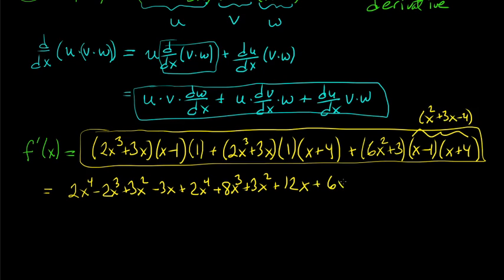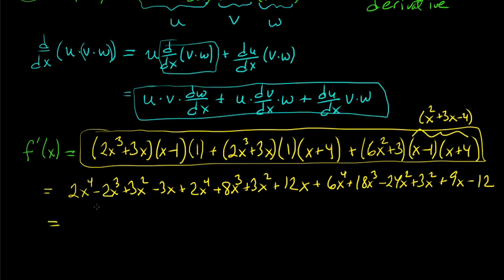So we're going to end up with 6x to the 4 plus 18x to the 3, and then minus 24x squared, plus 3x squared, plus 9x minus 12.